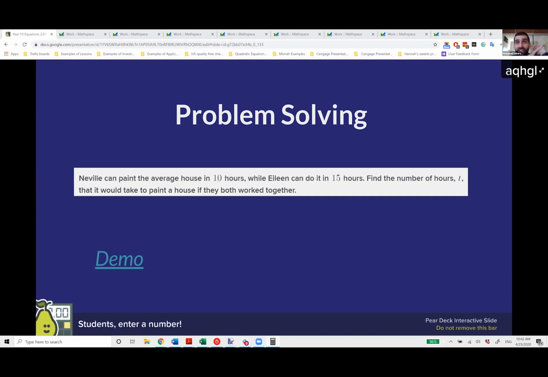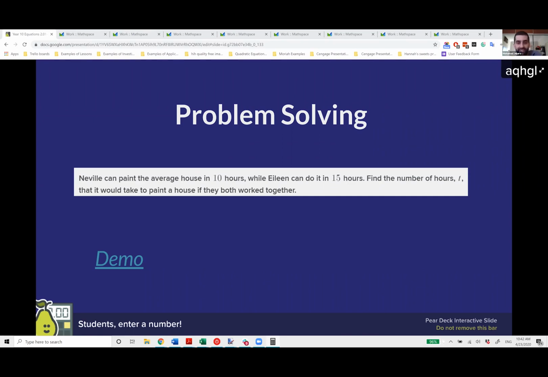Okay, so we got some people saying 6 now. The 12.5, that's the most common mistake, to just go, it's got to be halfway, because one takes 10, one takes 15, so let's go halfway. But they're working together now. It's actually going to be shorter. The answer definitely has to be less than 10. Exactly. All right.